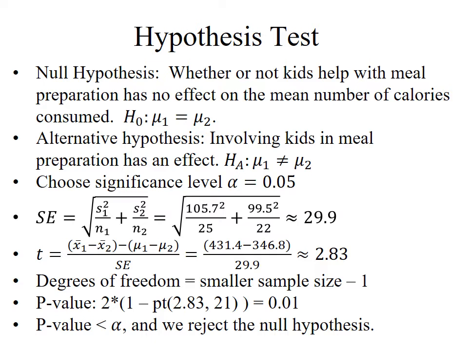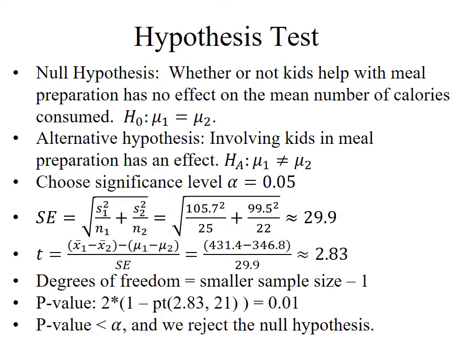So in this case, we have the square root of 105.7 squared over 25 plus 99.5 squared over 22 and the square root of the whole thing. So that gives us a standard error of 29.9. That's how much we would expect the difference between the two sample means to vary from sample to sample. If we did this many, many, many times, each time getting two different samples and then finding the difference between x bar 1 and x bar 2, I would expect that all those different x bar differences would have a standard error, standard deviation of about 30 calories in this case.